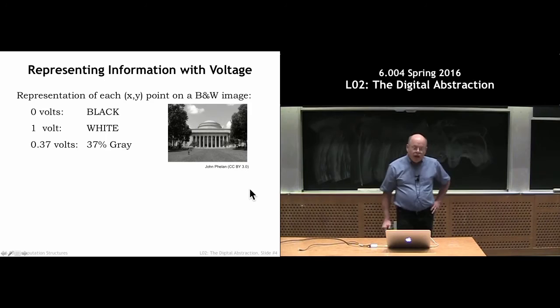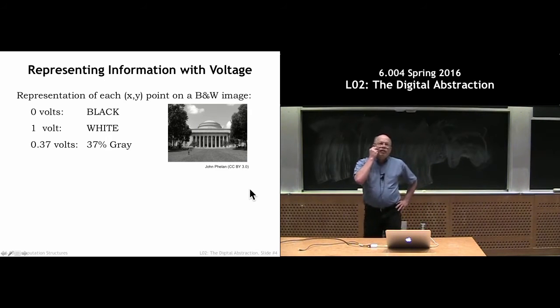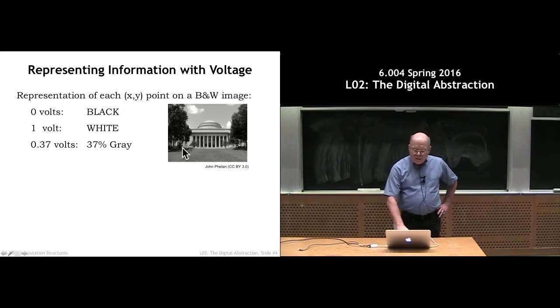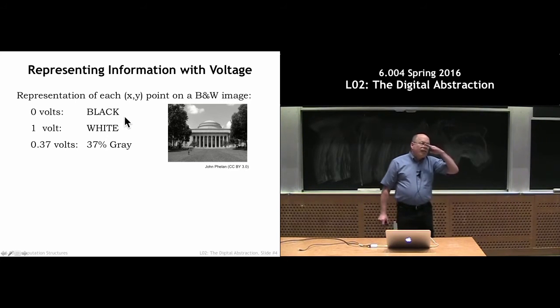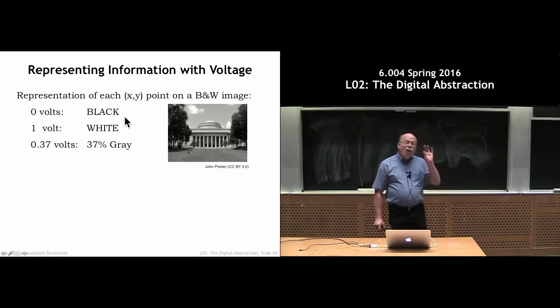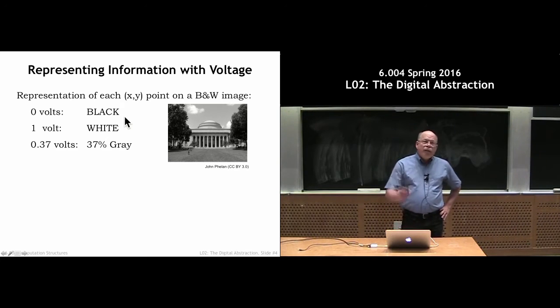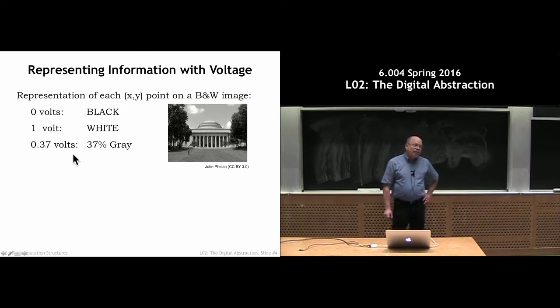Okay. So, how do we represent information using a voltage? Here's a picture. Something looks familiar. To represent the information of this picture, we might use a scheme where a voltage between 0 and 1 volts, and 0 volts would represent a black element of a picture, and 1 volt would represent the brightest, the white elements of the picture, and everything in between is represented by some fraction of a volt. So if it's 37% gray, so forth and so on.